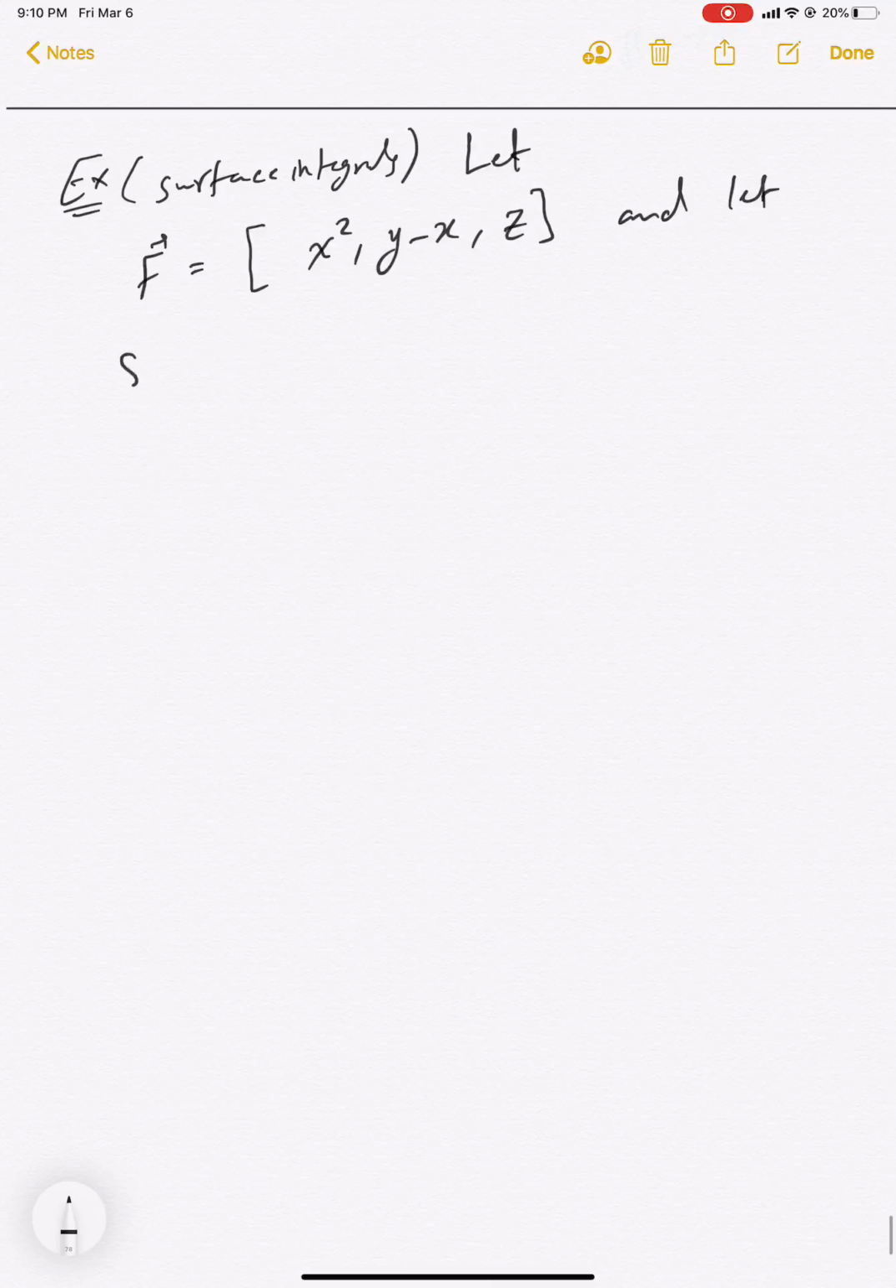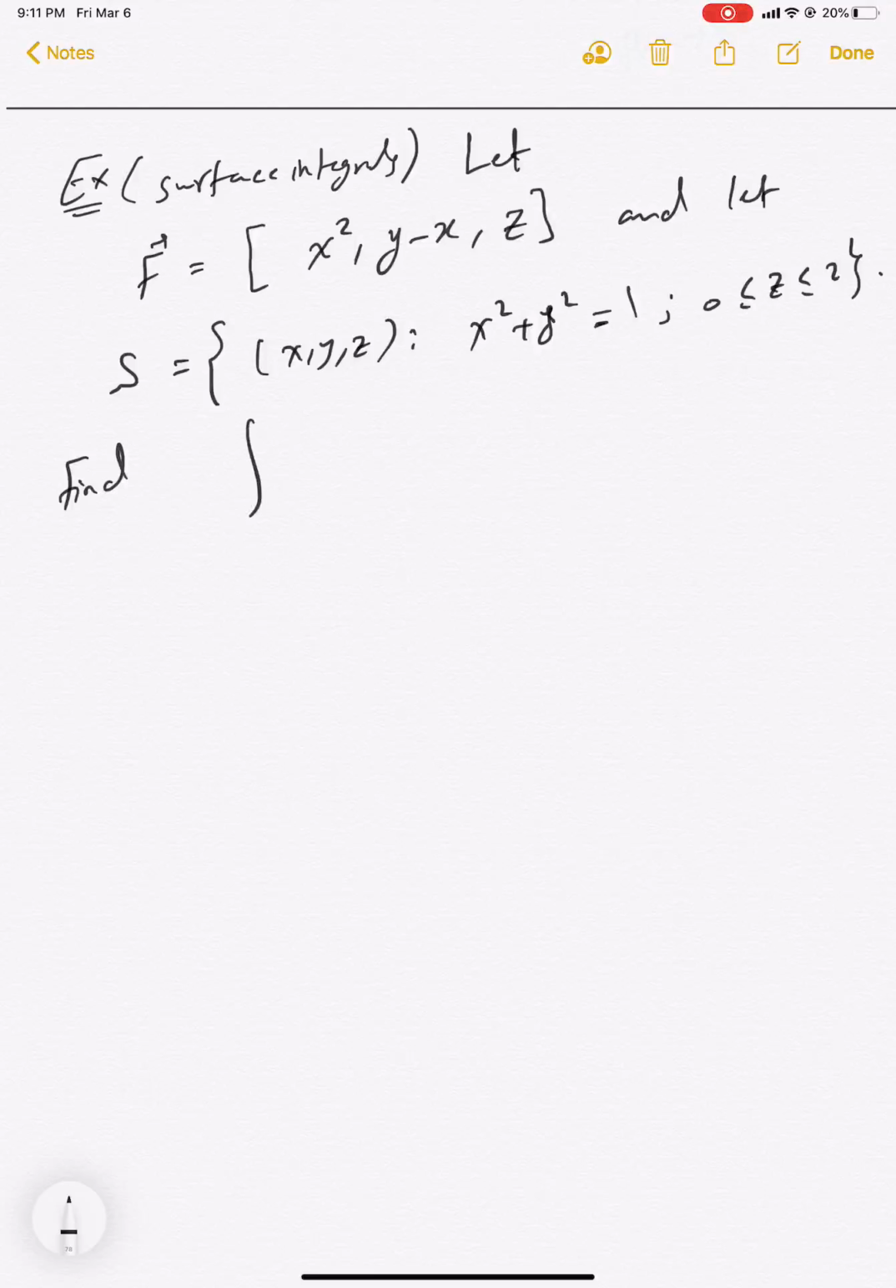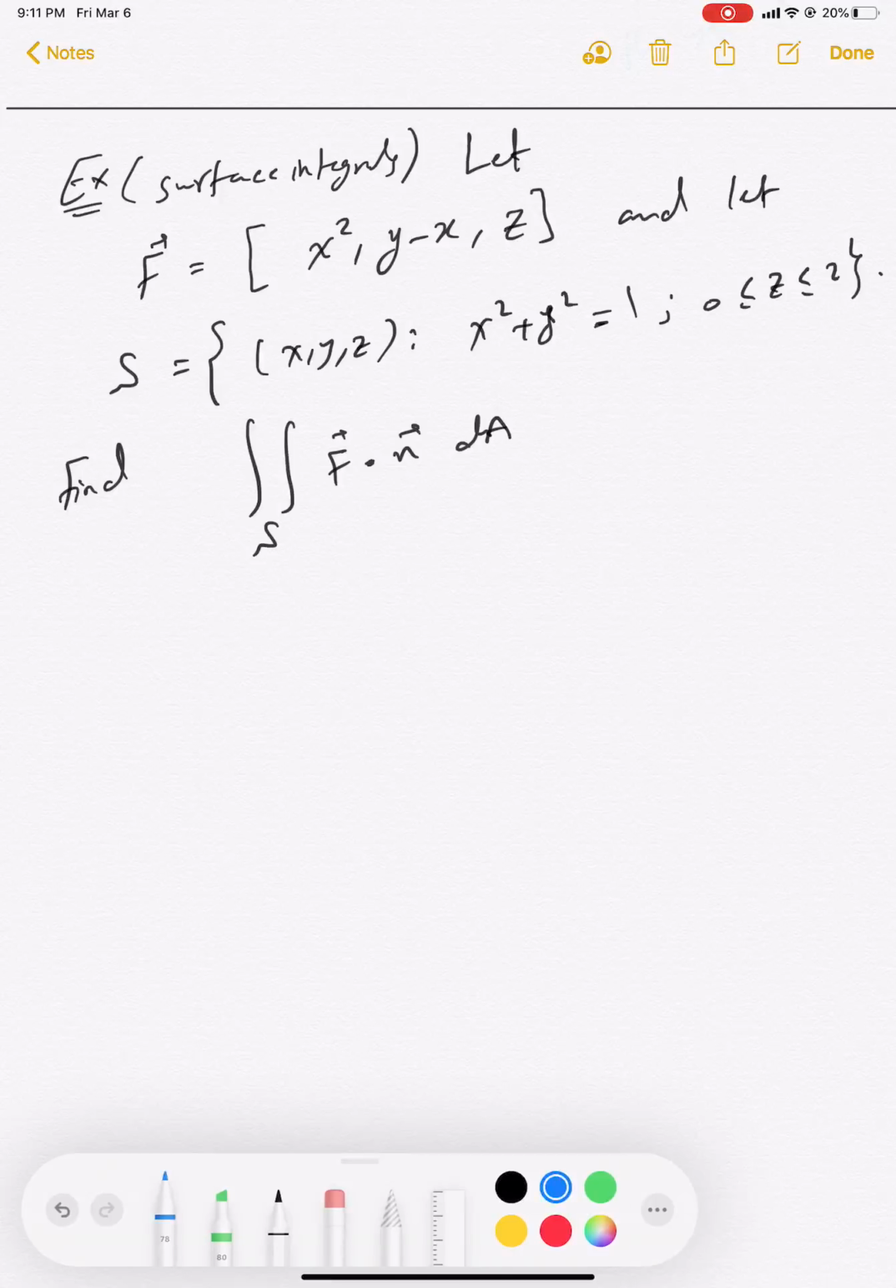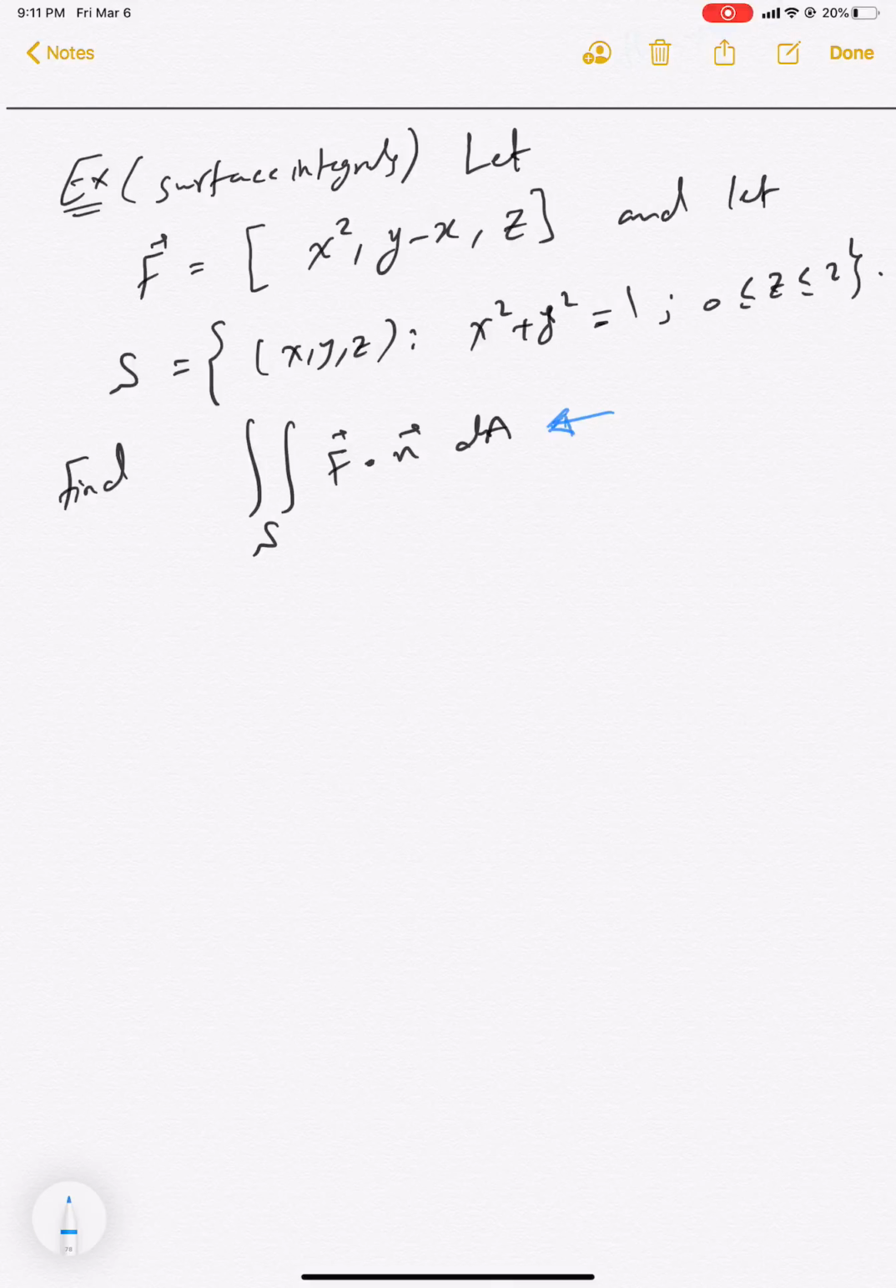So let's see now, for example, let's take the function f as x squared, y minus x, z, and let's take the surface S to be all points such that x squared plus y squared equals 1, with z between 0 and 2. Compute the surface integral of f dot n dA. Remember, this is a surface integral, but basically this is the flux of f through the surface S.